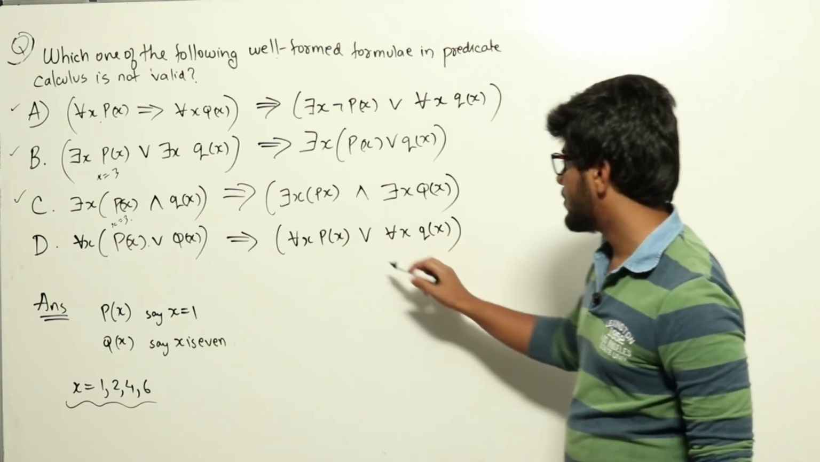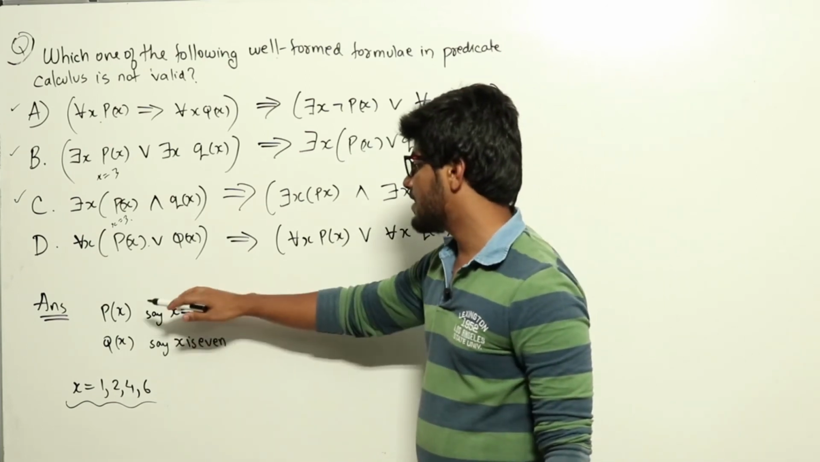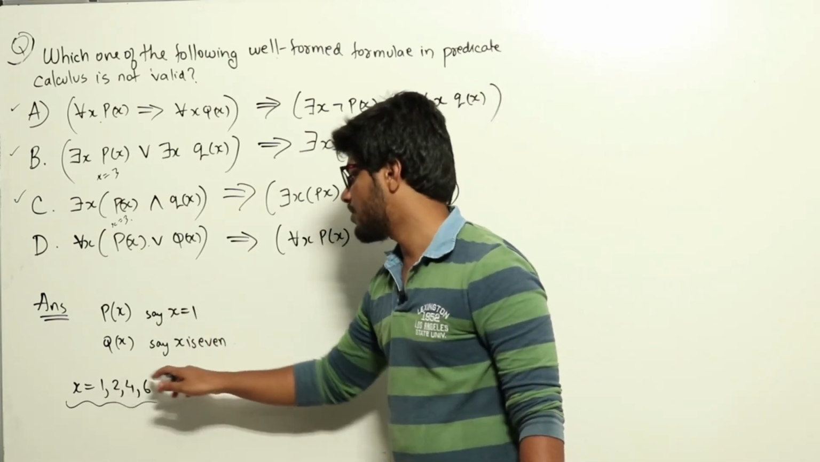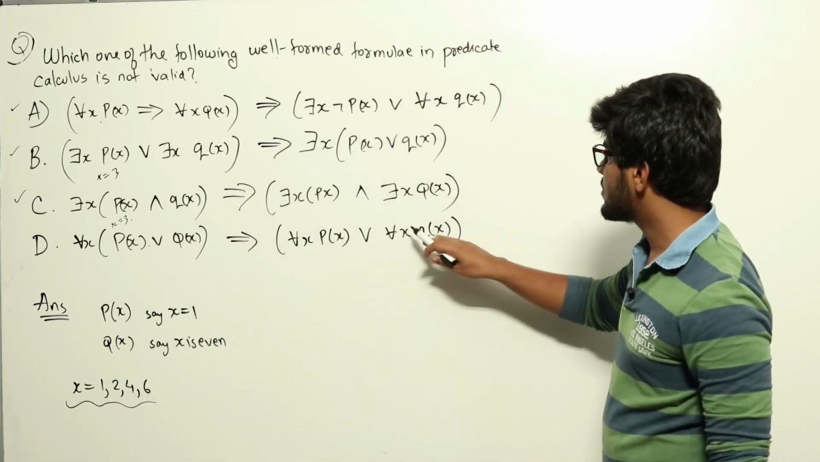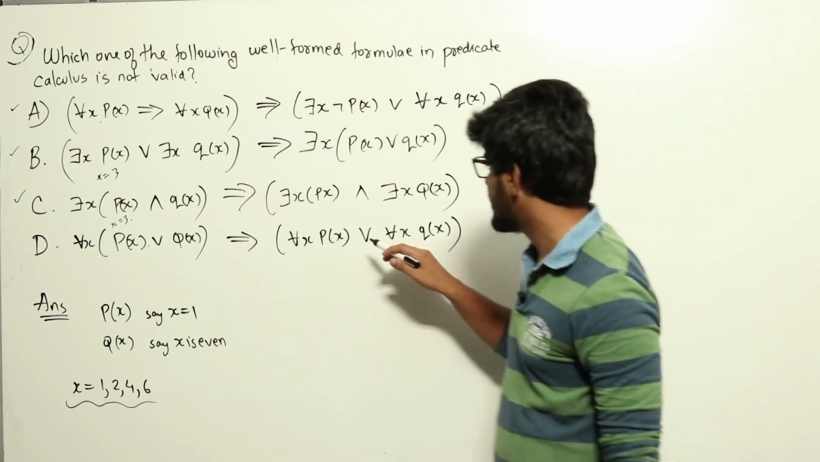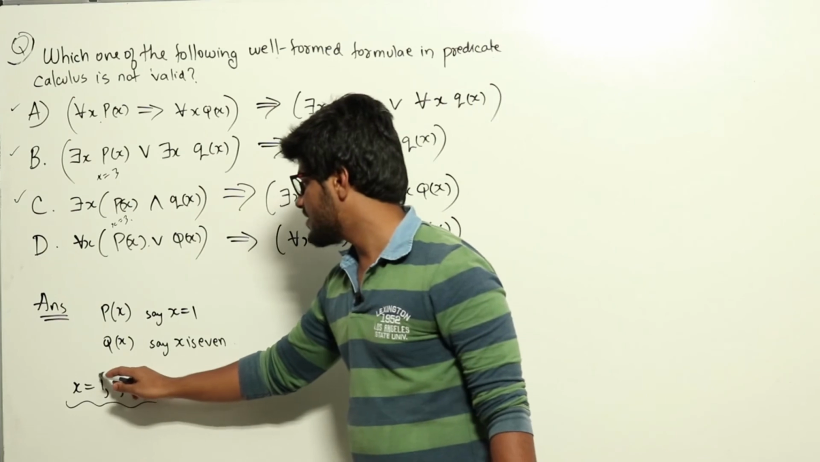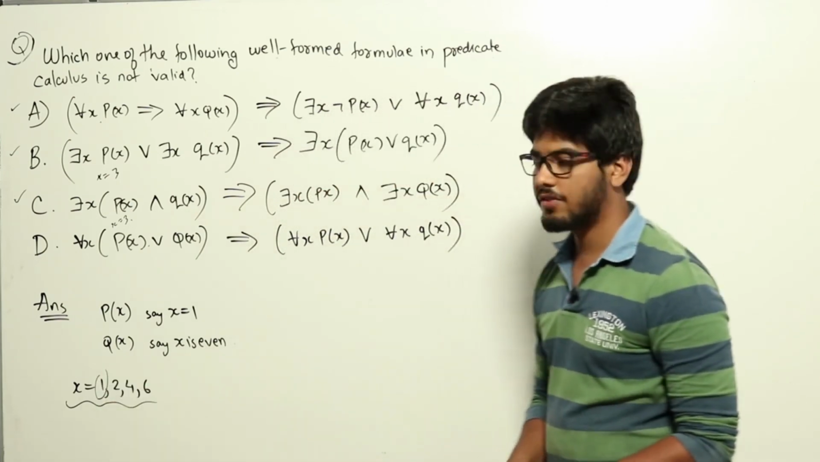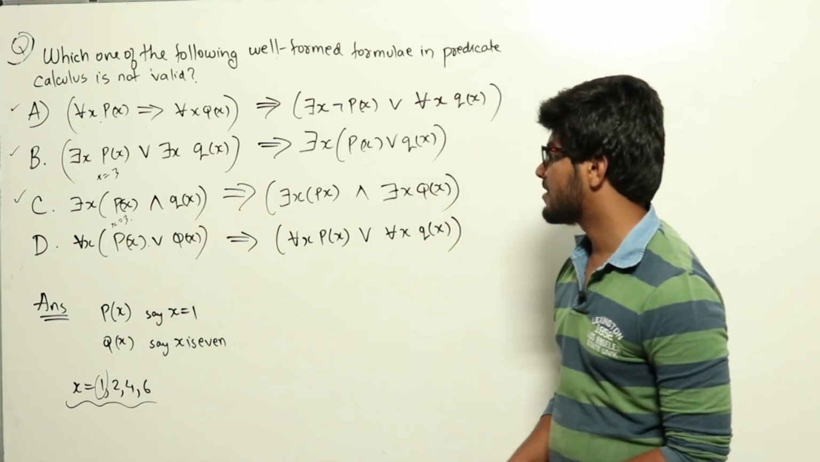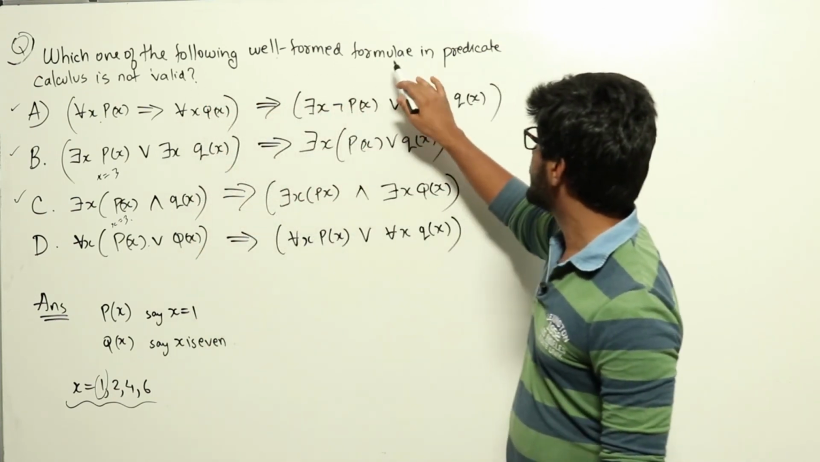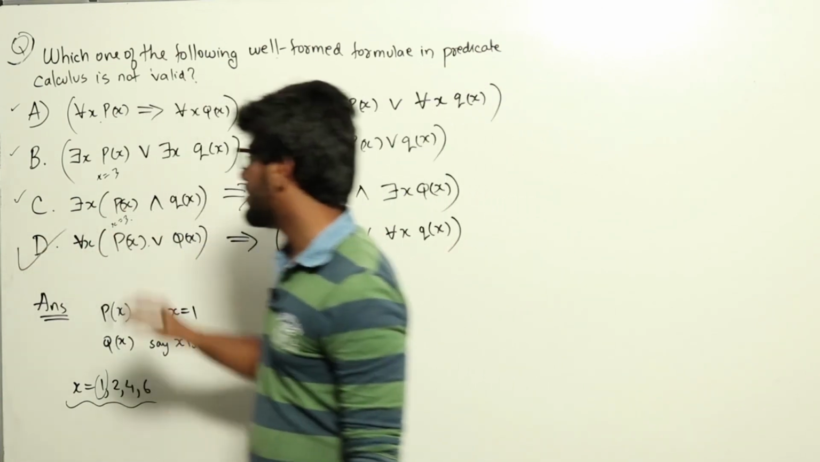Now this is false. What is for all x p of x? For all x p of x means all x equal to 1. That is false because for 2, 4 and 6, p of x will be false. Now looking at the other part, for all x q of x, that is also false. It says that all x are even, but clearly there is x equal to 1 which is not even. So this part is also false. So this implication is not correct. They were asking which of the formulae in predicate calculus is not valid, meaning option D is the right answer.